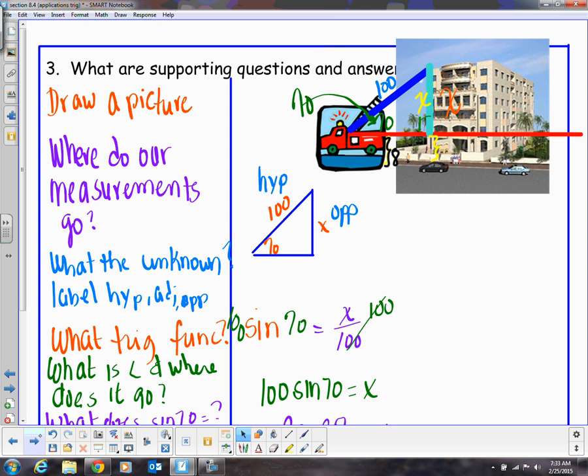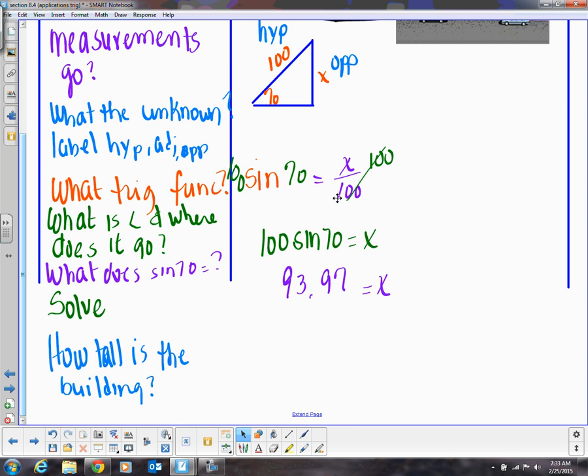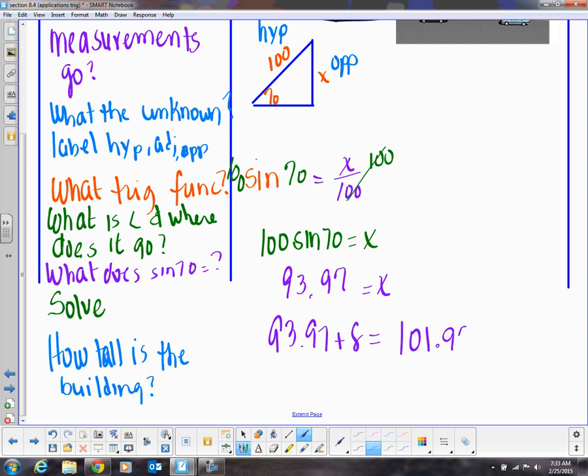All right. So we said that we had to take our 93.97 and do what? Add 8 to it. So the building is going to be 93.97 plus 8, which is? 101.97. Okay, you think that's a good answer? Yeah. I think something's missing. Feet. There you go. 101.97 feet. So the next part is going to be on the next page.